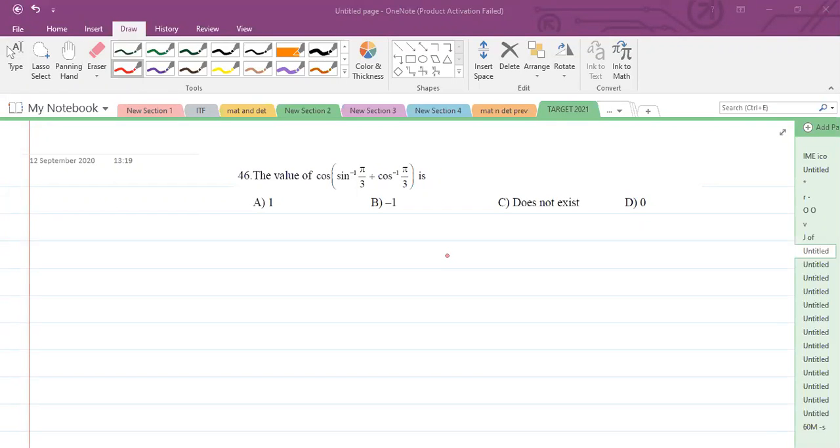Excellent. So some students are giving C, and some students are mentioning D. Okay, so here: sine inverse of pi by 3 plus cos inverse of pi by 3. So we have one result: sine inverse of x plus cos inverse of x is equal to pi by 2.